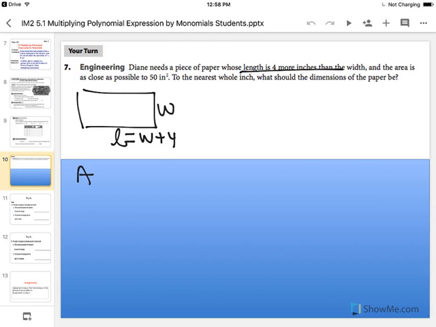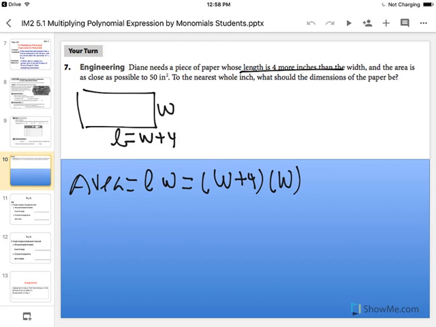Remember that the area of a rectangle is always length times width, right? So length is W plus 4, and the width is just W. So we're using the distributive property, to give us W squared plus 4W. And we know that the area should be as close to 50 inches squared as possible.